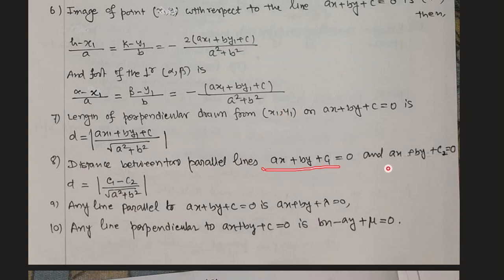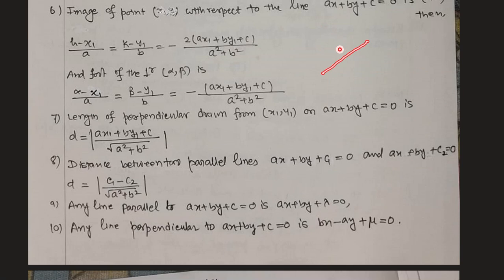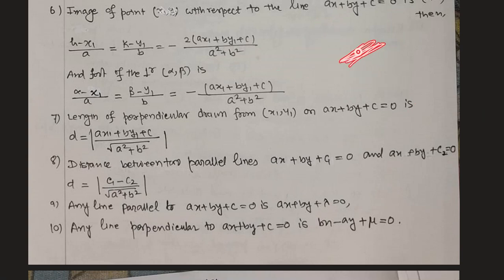Distance between two parallel lines. If two parallel lines are given, suppose this one and this one are parallel, I first calculate the distance of each line from the origin. Then I subtract these perpendicular distances, and we get the required distance.